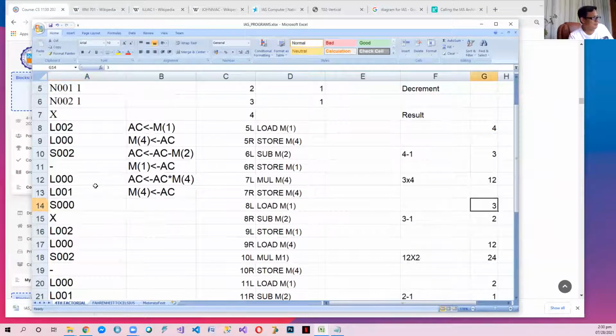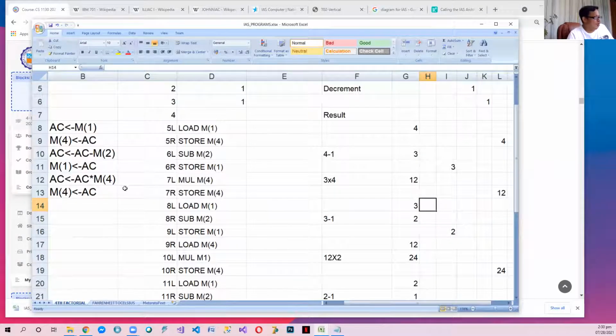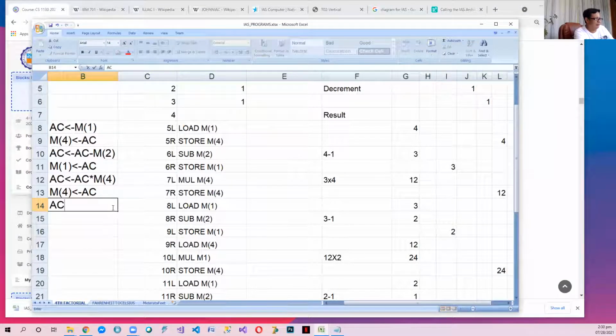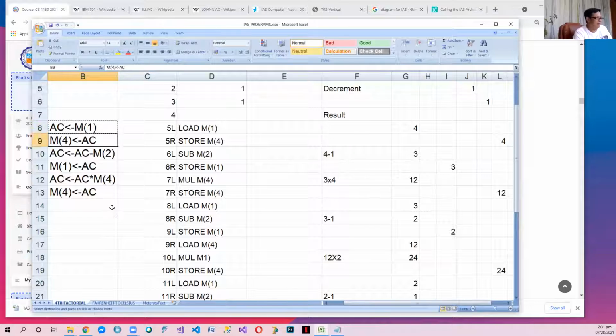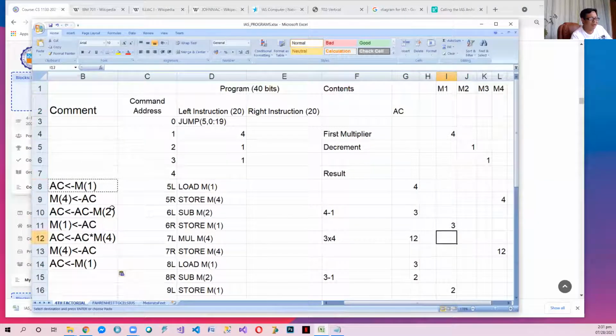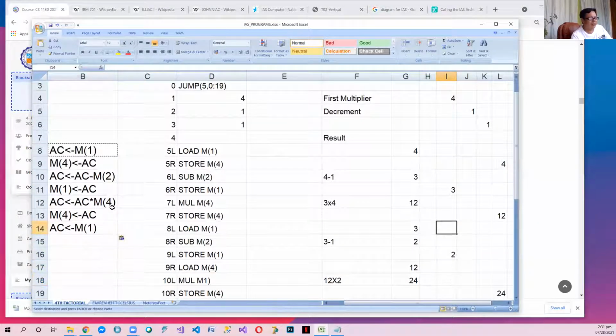Okay. Load M1. What do you mean by load M1? AC receives M of 1. So, what is the accumulator? It's M of 1. M of 1 is 3. 3 is our next multiplier.